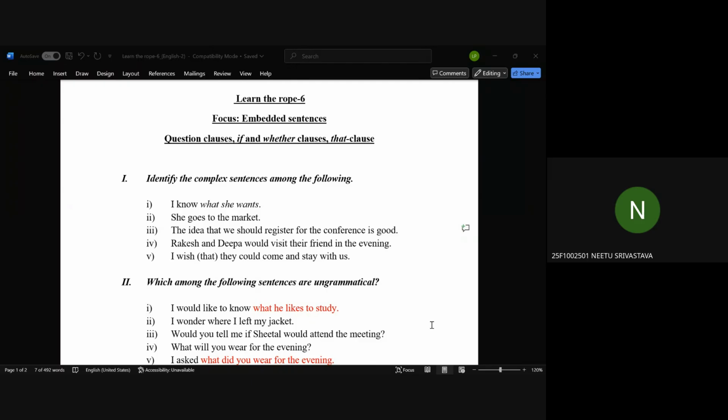Which was proposed by the professor, I think. Now, if you compare these two, that we should register for the conference and which was proposed by the professor, which one is adding information, which one is standing for the idea? Ma'am, the second one is standing for the idea, and the first one is giving only information.